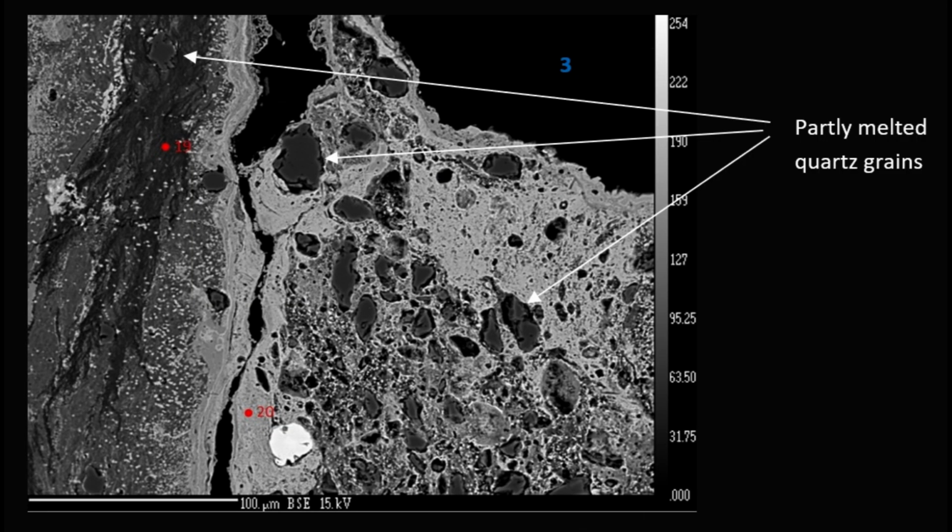SEM, EDX image of part of the inner side of the vent, showing partly melted quartz glass flow and partly melted quartz grains in the white iron oxide matrix. Point 19 is mostly a mix of iron and aluminum oxides, while point 20 is mostly iron oxide.